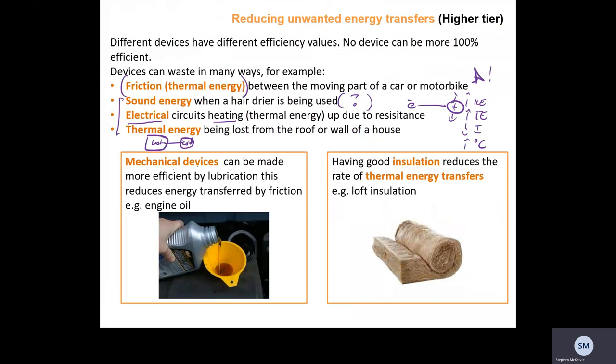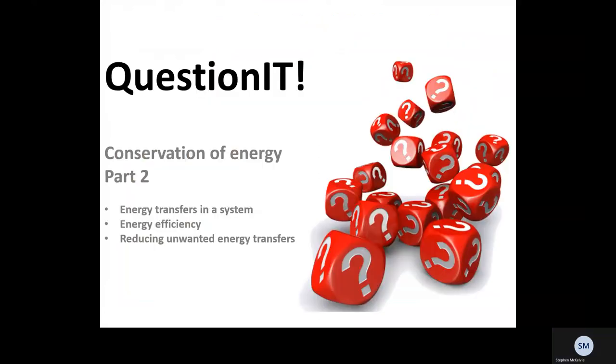Mechanical devices can be more efficient by lubrication. It reduces energy transferred by friction. Remember, two surfaces rubbing over each other. And having good insulation reduces the rate of thermal energy transfers, as we talked about.